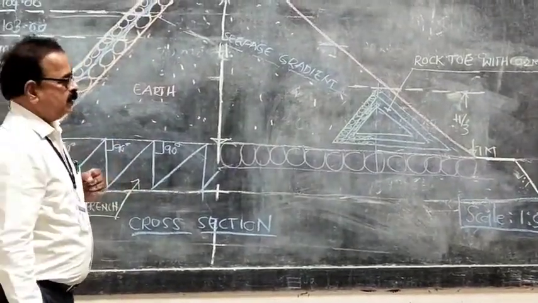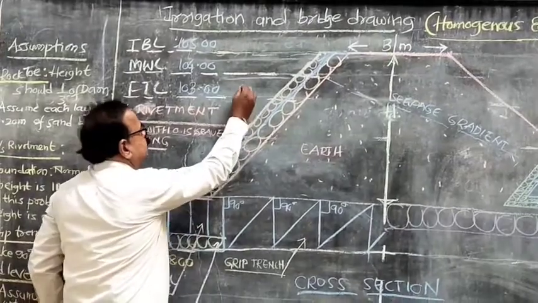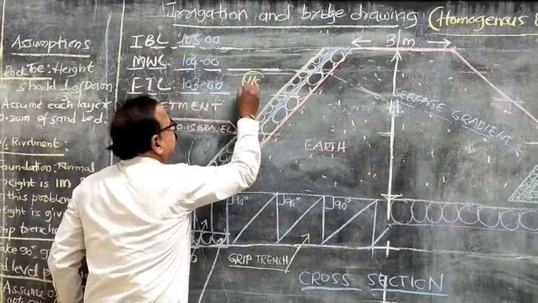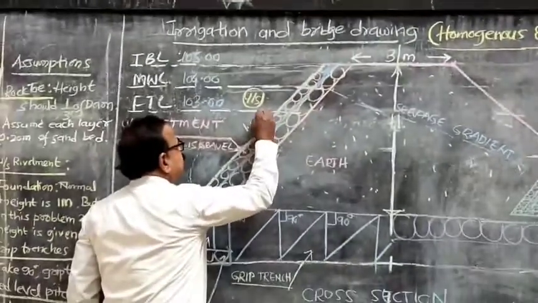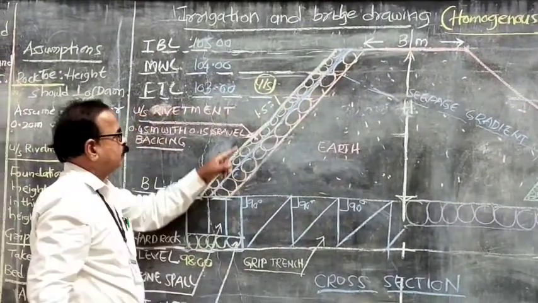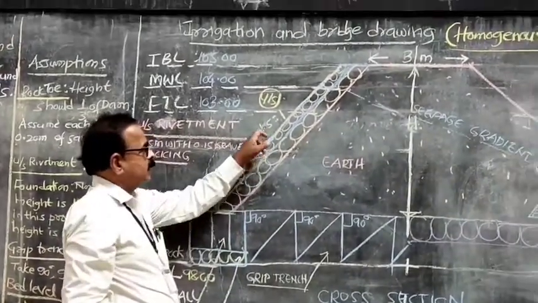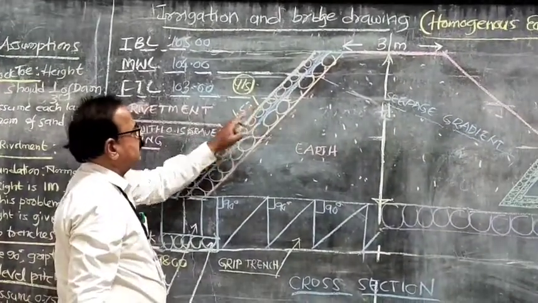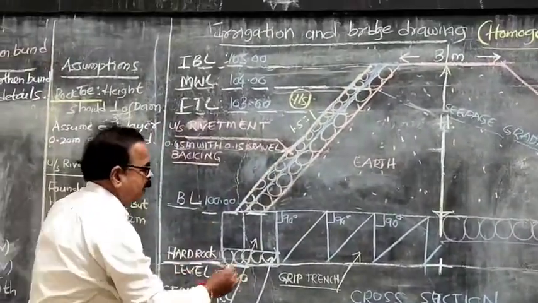Next important part is how to draw the slope. Remember here we are assuming this as the upstream side. The upstream side slope given is 1.5:1. How to draw this 1.5:1? Remember, it is H is to V, horizontal is to vertical. Horizontal is the horizontal line. Remember here, the most important part is the horizontal line.